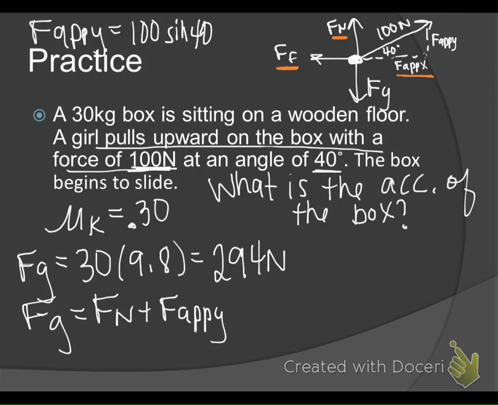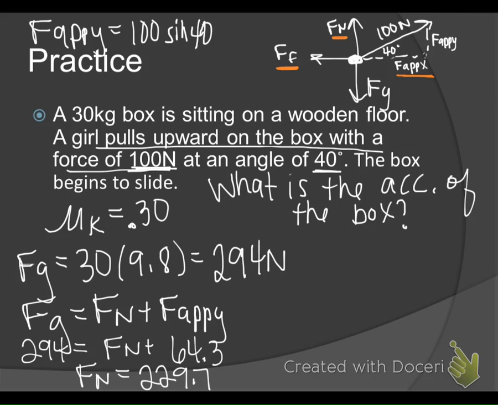Very good. You got 64 point what? 64.3. We're solving for the normal force, and we know our gravitational force is 294. Okay, so move that over and tell me what the normal force equals. 229.7 newtons. Good, good, good, good. Believe it or not, we're almost there.